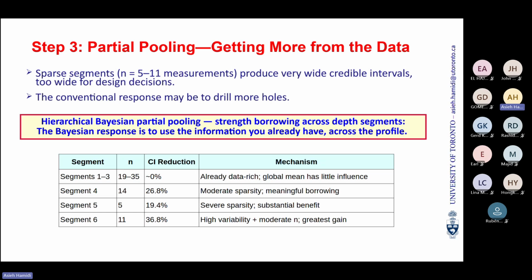And here this table shows that within segments 1, 2, 3, where we have a higher amount of data and it is more frequent, we have less CI, or credible interval, reduction. However, for segments 4, 5, 6, which are data sparse, they get a higher CI reduction and the uncertainty is reduced.